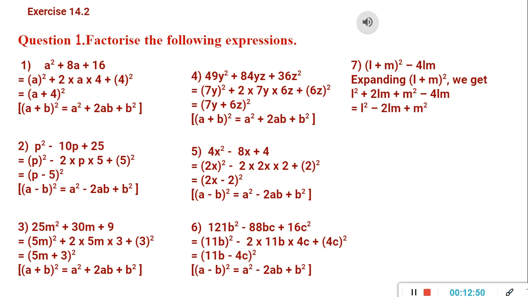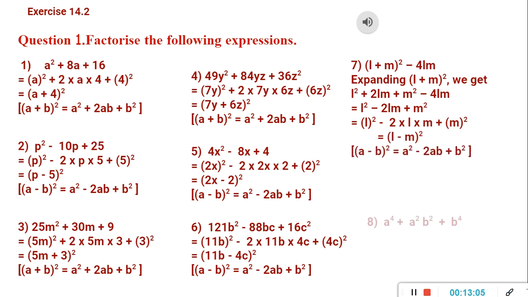Now see, now we can factorize. First one l square, that is the square of l. Last one m square, that is the square of m. Minus sign is there, that means a minus b whole square. So l minus m whole square is the answer.